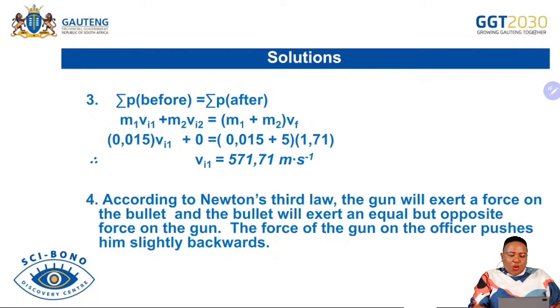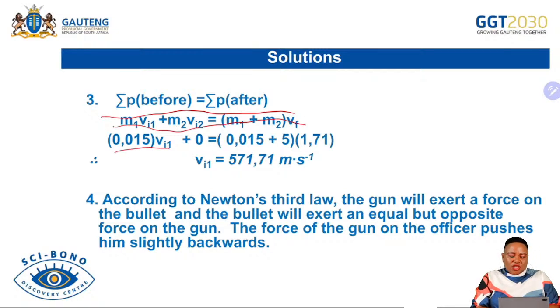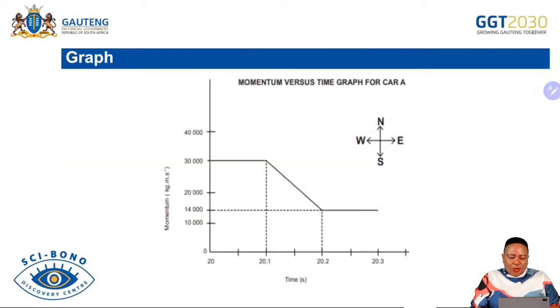We can also, for that other one, use the formula of the conservation of momentum. Normally, we will start by showing that the sum of momentum before is equal to the sum of momentum after, and then we use our formula, we substitute and find our answer. I think this was the second question that was asked. So these are typical exam questions.